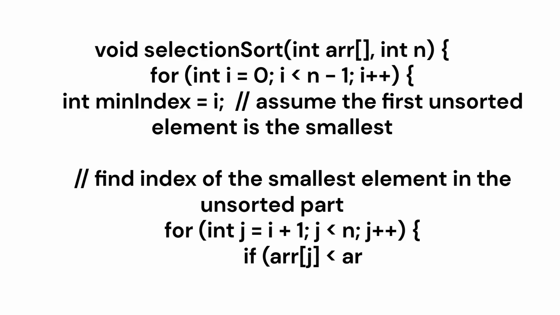Inner loop in selection sort. The inner loop scans the unsorted part. Its job is: start from the next element after the current position. Compare each value with the current minimum. Update the minimum index whenever a smaller value is found.